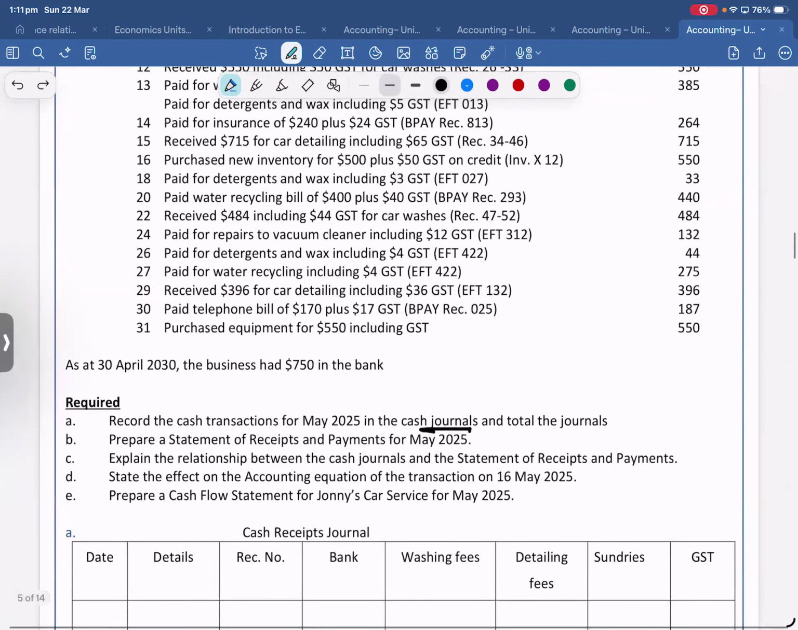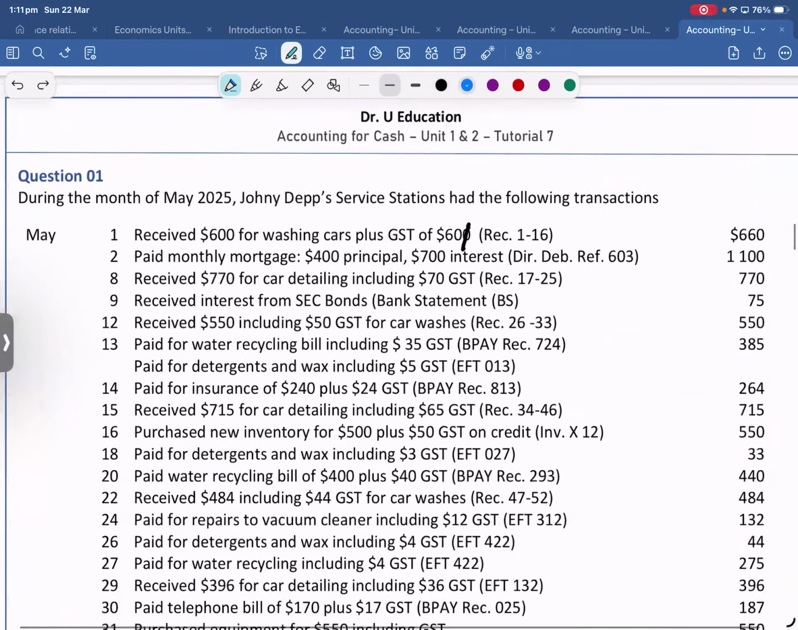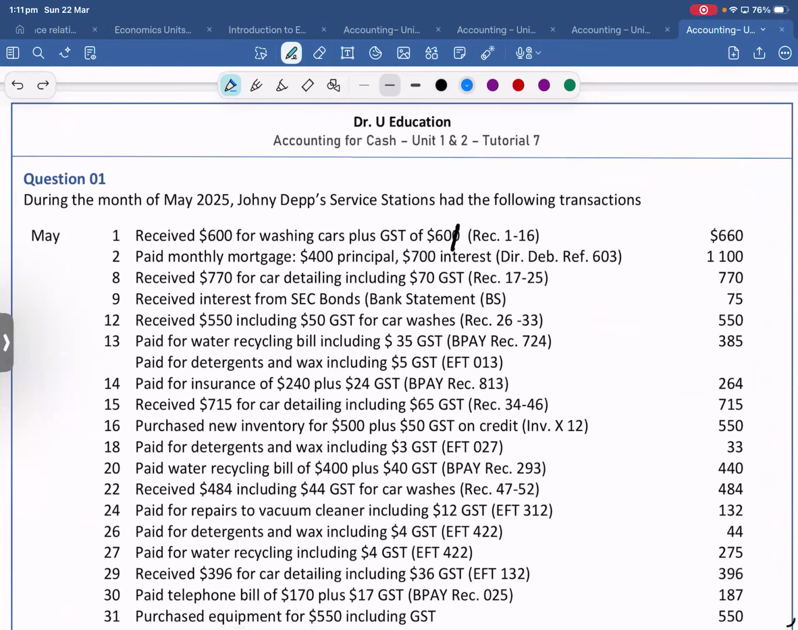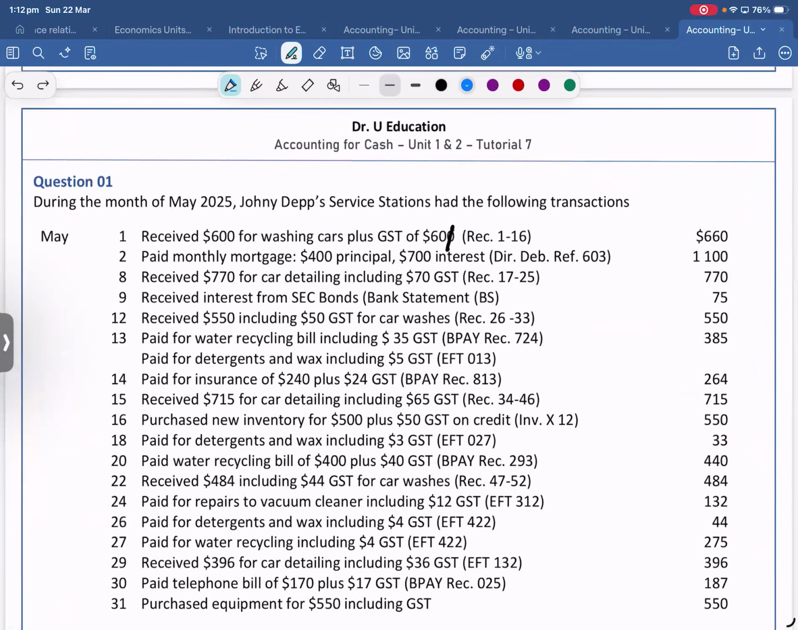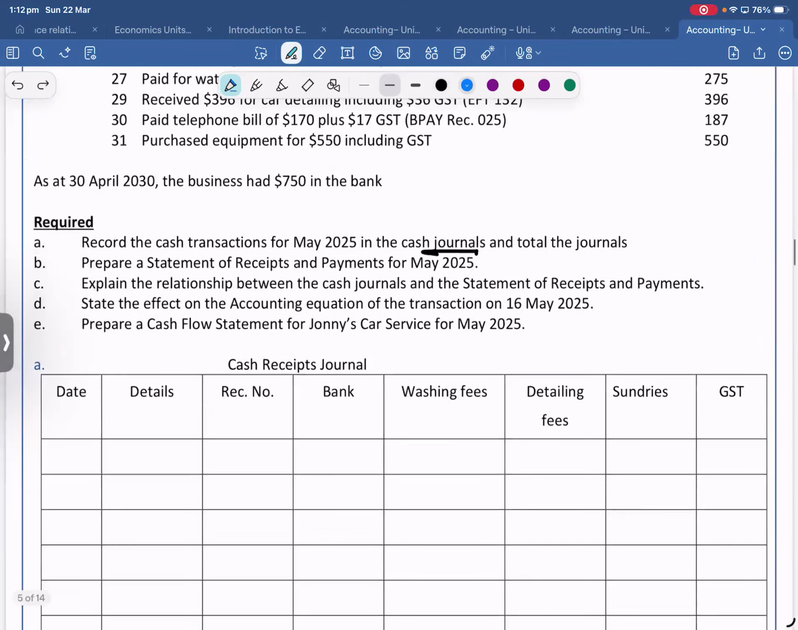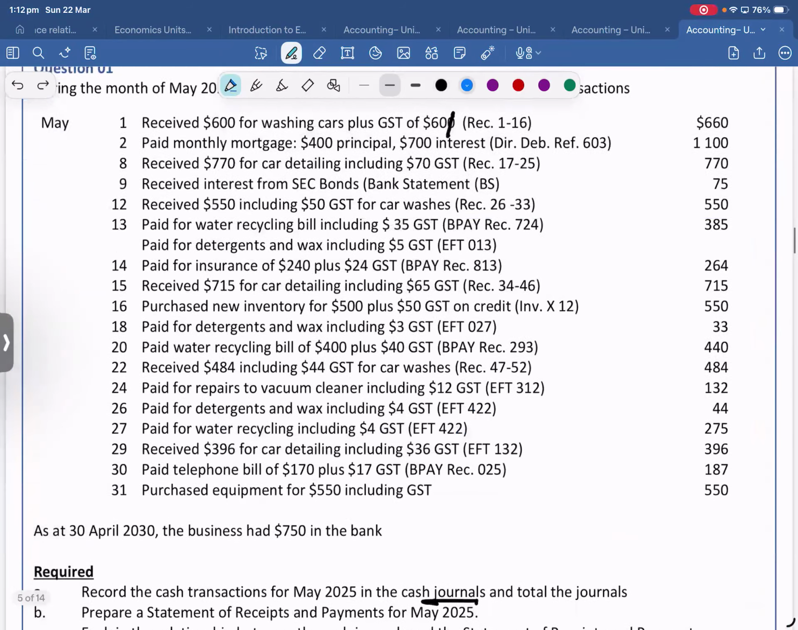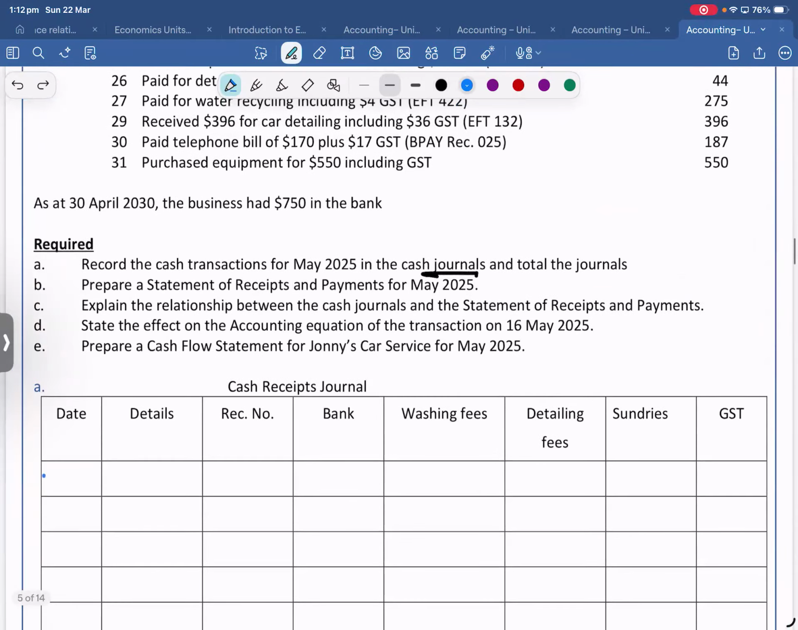Okay, we'll do it. I'll do the first one. Received 600 for washing cars plus GST 60, altogether 660. So GST on top of 600, altogether 660. So then we'll firstly put May 1st, right? May 1st.